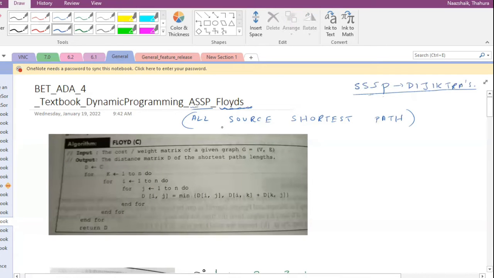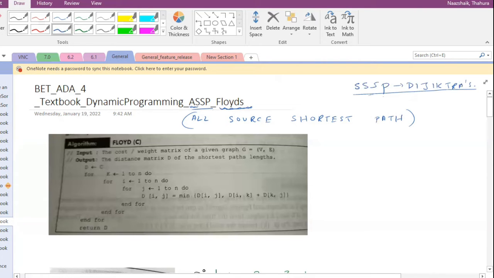That means after solving this, not just from the source vertex, from any vertex to any other vertex, you can find the path in the graph. It will show you the path to all other vertices. So it is all source. The algorithm is very simple.